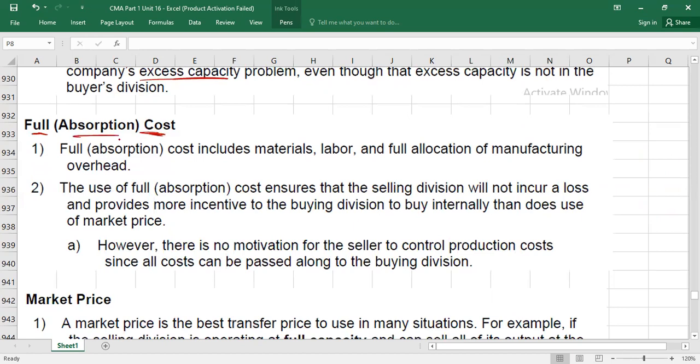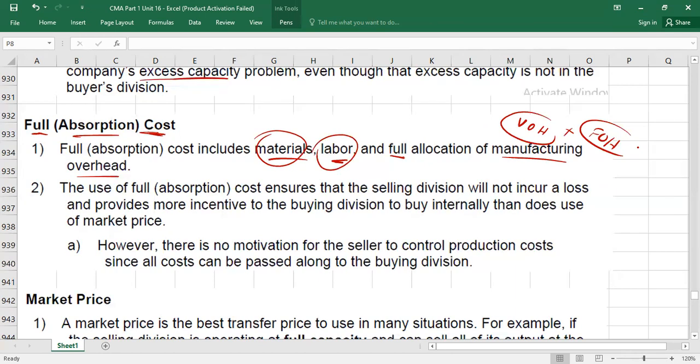It is also called full absorption cost. Full absorption cost, as I told you, includes the cost of material, cost of labor, and full allocation of manufacturing overhead. Manufacturing overhead means variable overhead plus fixed overhead. So four things: cost of material, cost of labor, variable overhead, and fixed overhead. It is called full absorption cost.